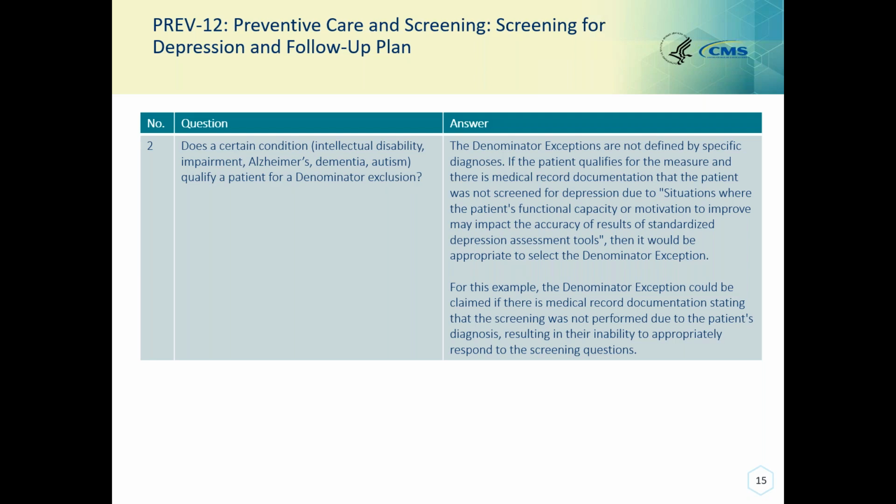So for this specific example, the denominator exception could be claimed if there's medical record documentation stating the screening was not performed due to the patient's diagnosis. Next slide, please.